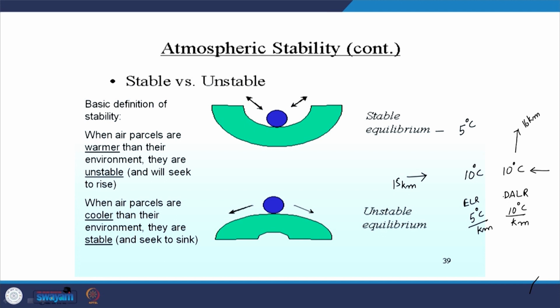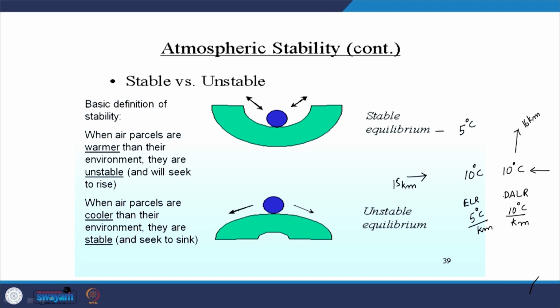That means in the environment the temperature is decreasing at 5 degrees Celsius per kilometer, and within the air parcel the temperature is decreasing at 10 degrees Celsius per kilometer. Let us say this altitude is 15 kilometers, where things were in equilibrium, both at the same temperature. So nothing rises and nothing sinks. Now, if you take this air parcel to 16 kilometers, what happens?